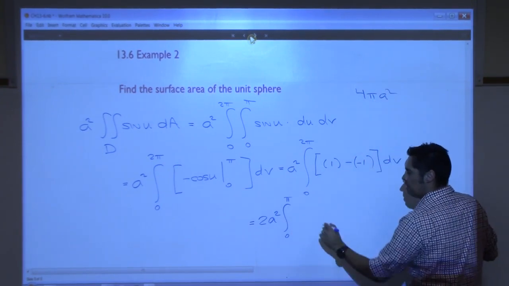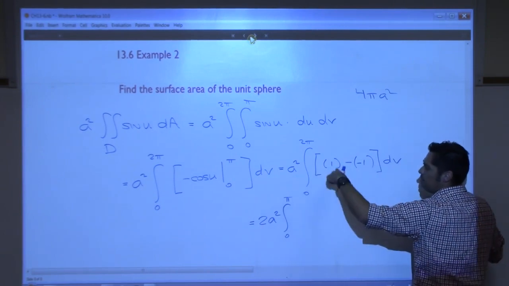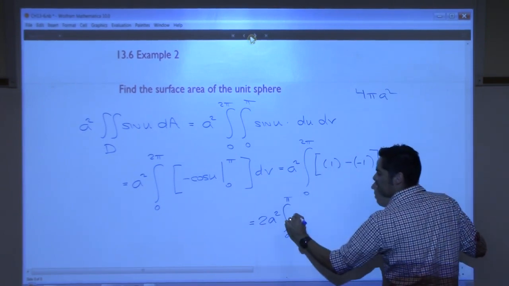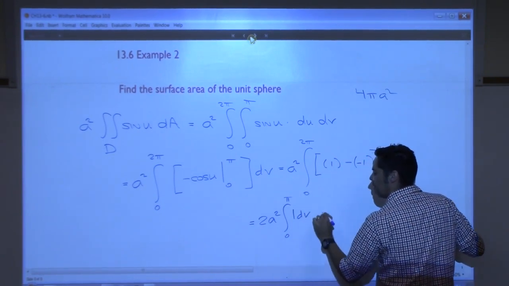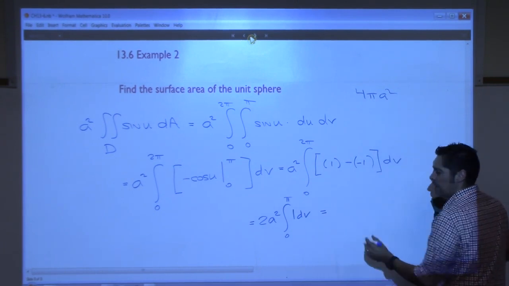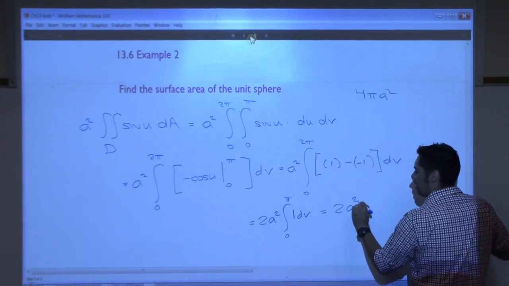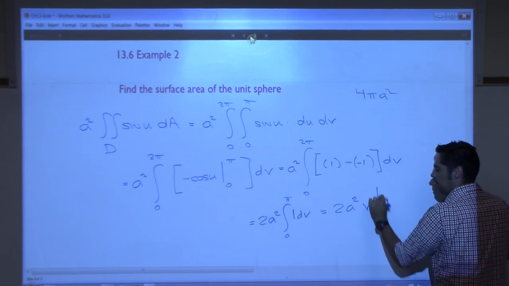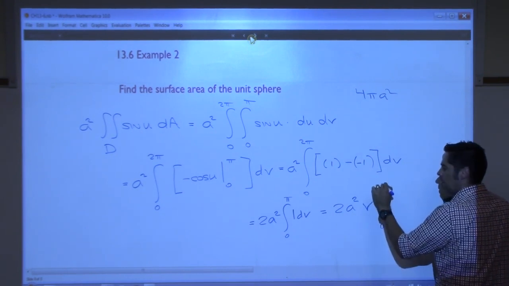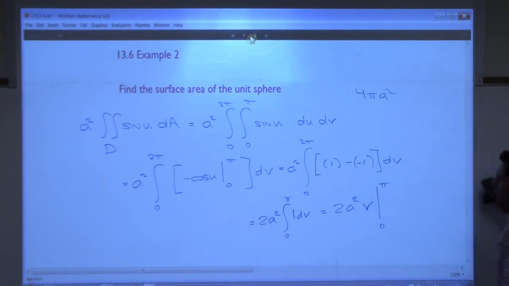That's encouraging. I'm integrating. I pulled the 2 out. I pulled the a squared out already. This is just really like a 1 dv, right? The antiderivative of 1 with respect to v is v, evaluated from 0 to pi, which is 2 pi.